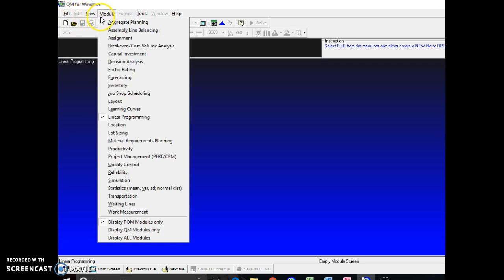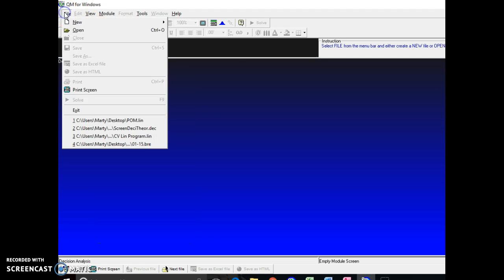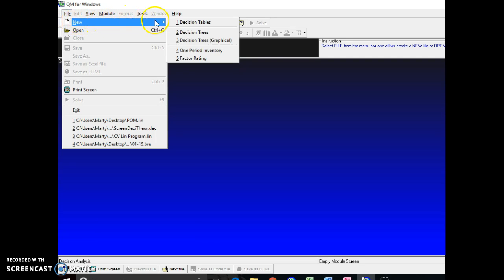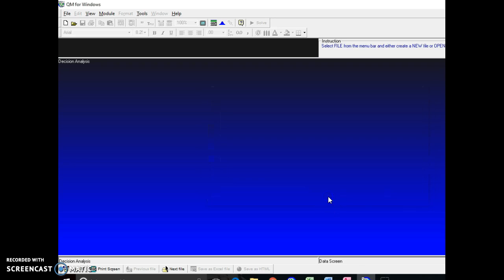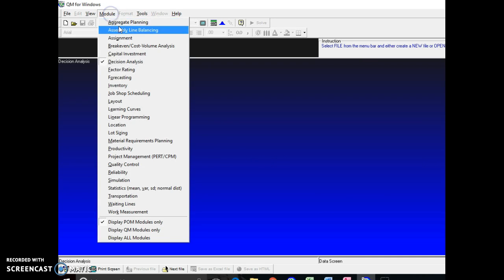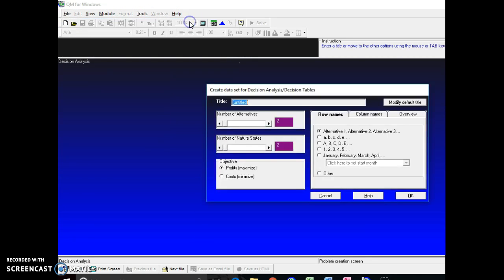What we're going to do, first go to module, of course, then down to decision analysis. And then we click on File, New, and we go over to decision tables. Of course, decision trees and other things are down there, but we just want the decision tables. Okay, now why is that grayed out? We don't know. So let's cancel and module, decision, new. There, for whatever reason, it's not grayed out now.